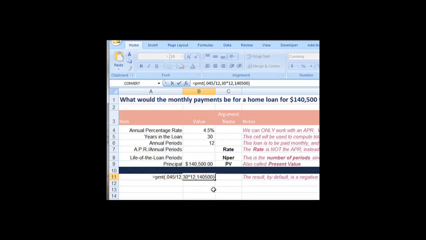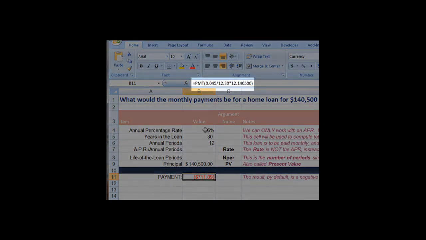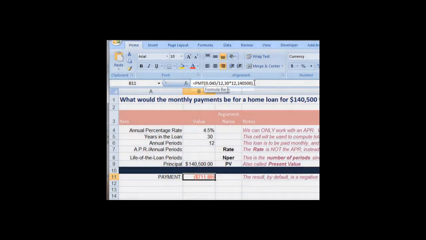Now I have typed the stuff in directly instead of using the cell references, and let's see what we get. Again, $711.89. If you look up in the formula bar, you can see we had Excel do the math directly as the arguments without relying on any of the cell references. This is the hotshot way to go.